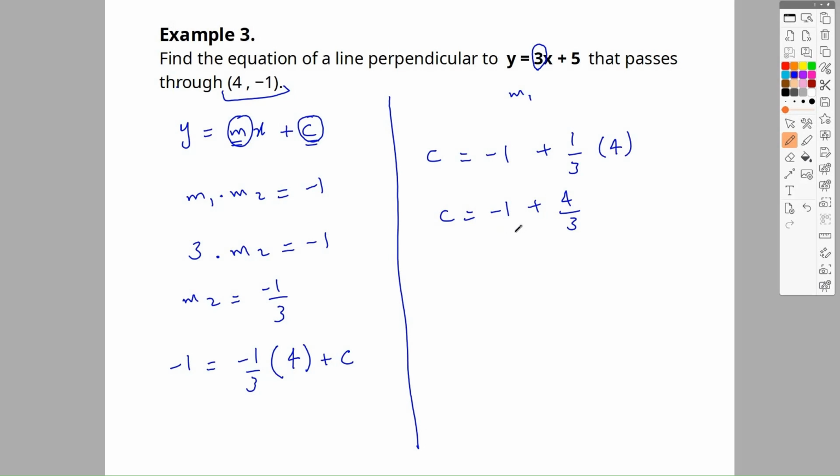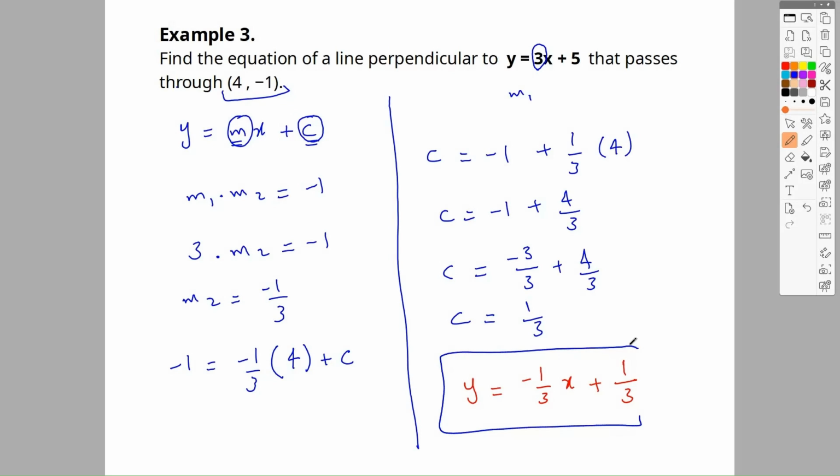Now let's try to unify the denominator. So -1 actually is -3 over 3 plus 4 over 3. So c equals 1 over 3. Now we need to write the value of c and the value of m in this equation. So y equals -1 over 3 x plus c, 1 over 3. And this is our final answer.